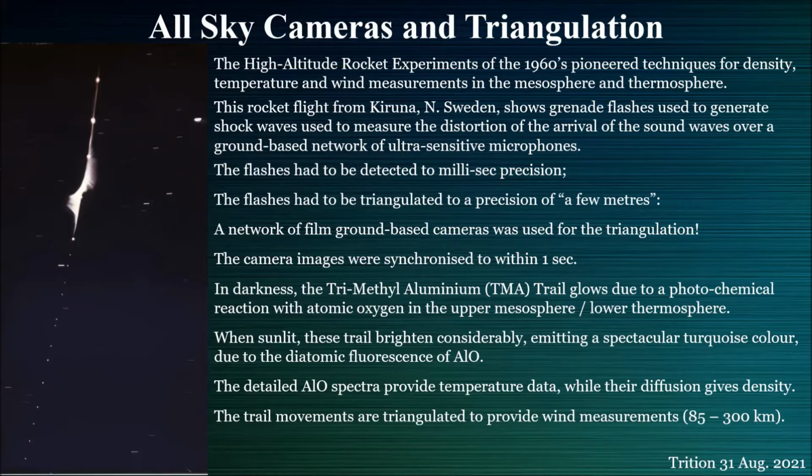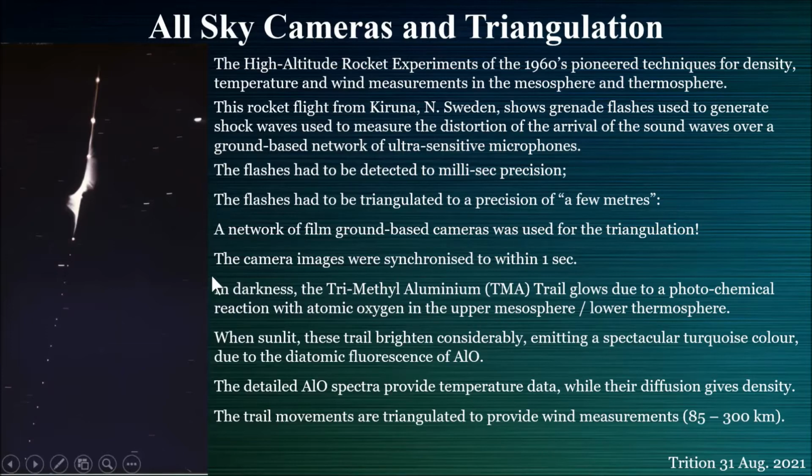Looking at the upper part of the trail, you'll notice this spiral structure, which is actually the winds in the upper atmosphere, from about 85 kilometers up to about 120 kilometers, distorting the trimethyl aluminum trail. That is used to measure winds, again, by triangulation against the stars. You can see some of the stars in the background, particularly on the right-hand side. So that was what we were looking at.